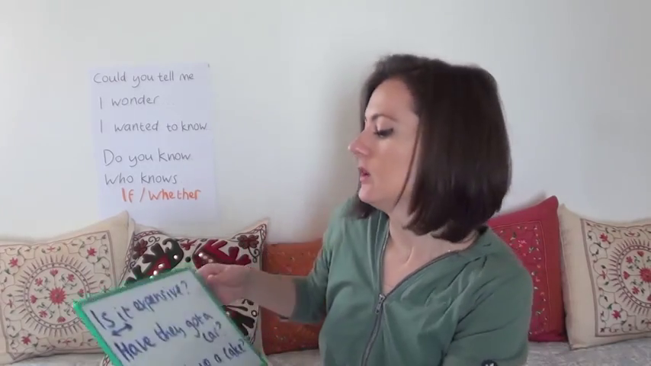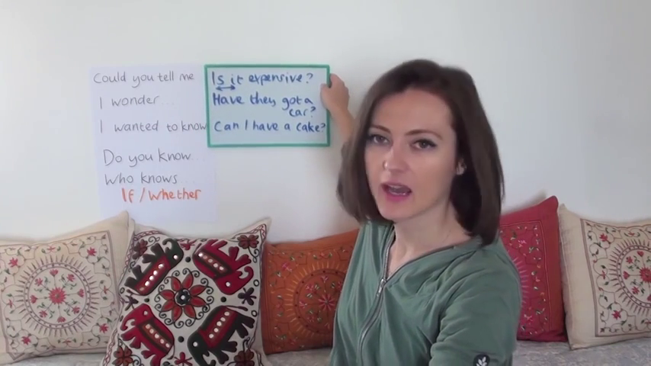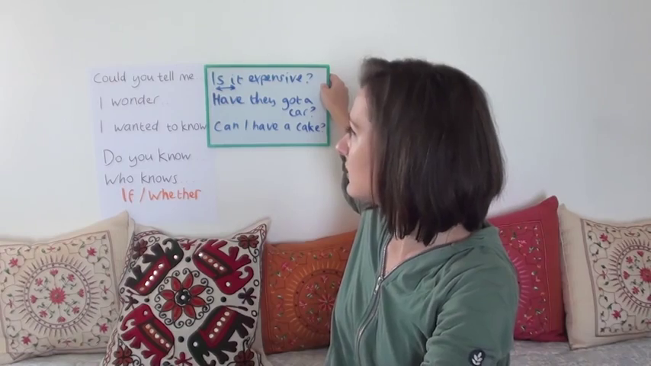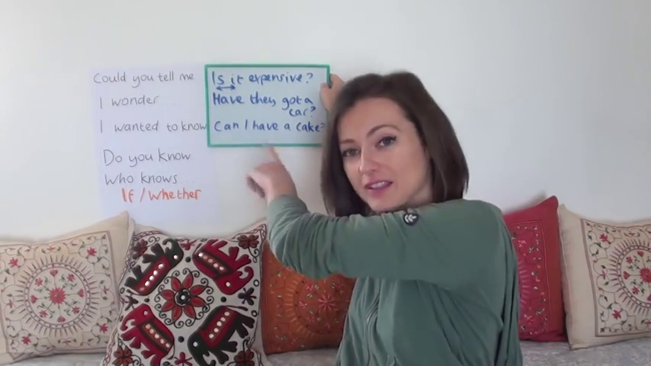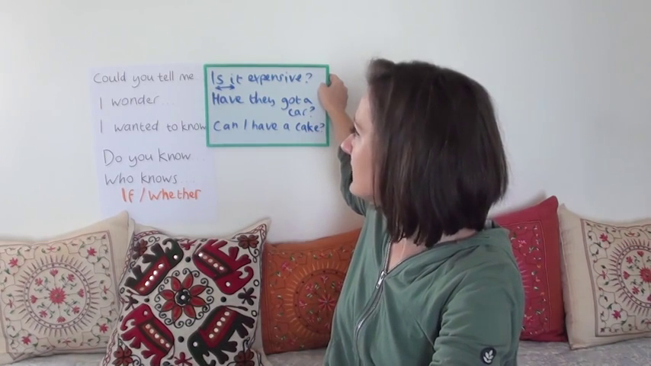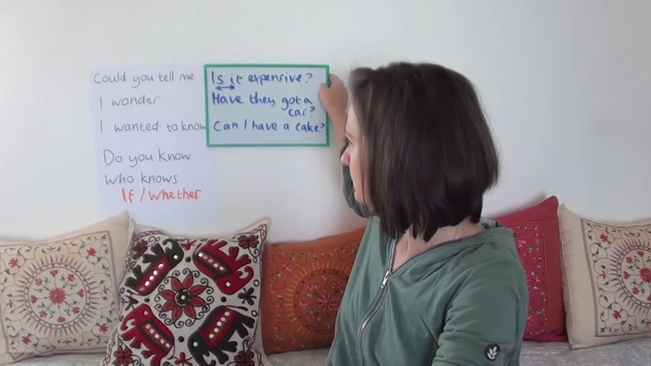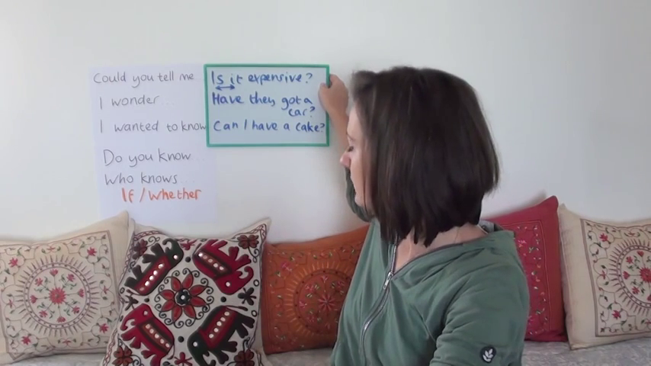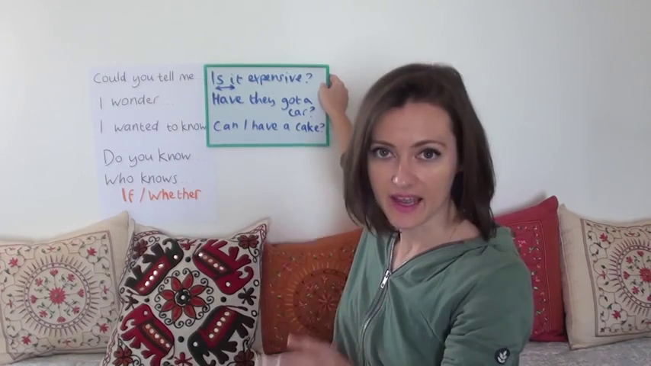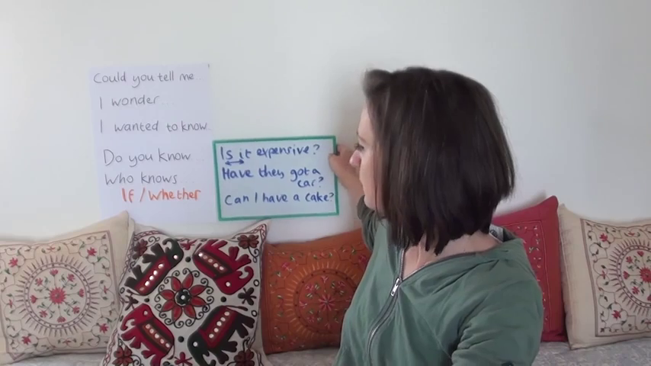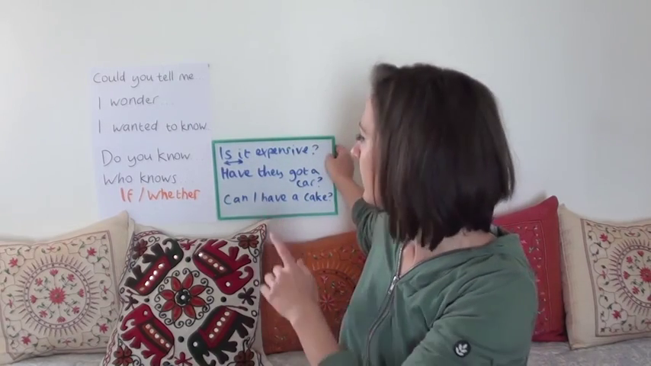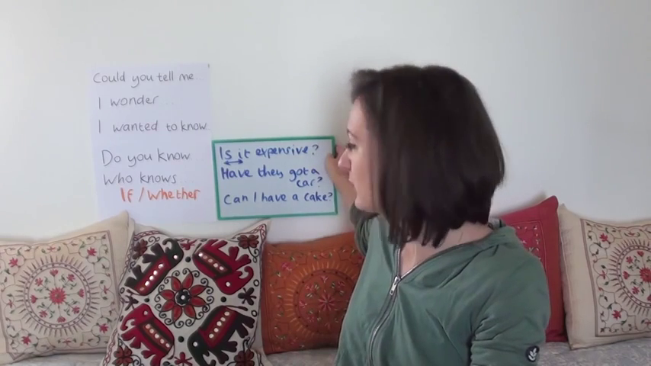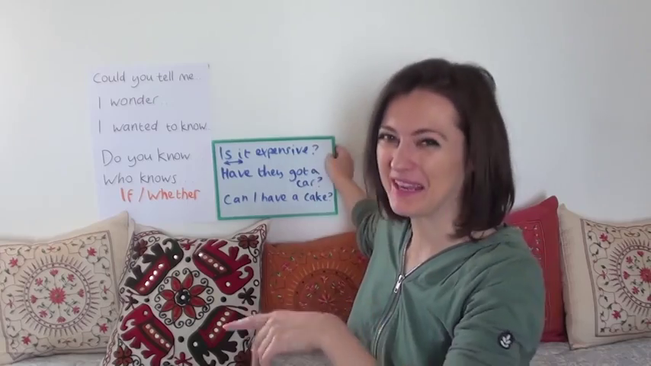So we have to swap again. We have to swap the position of the verb. So notice how the position of is has changed. It's not at the beginning of the question anymore. Could you tell me whether it is expensive? I wonder if they have got a car. I wanted to know whether I can have a cake. Let's do two more. Do you know if it is expensive? Who knows if they have a car?